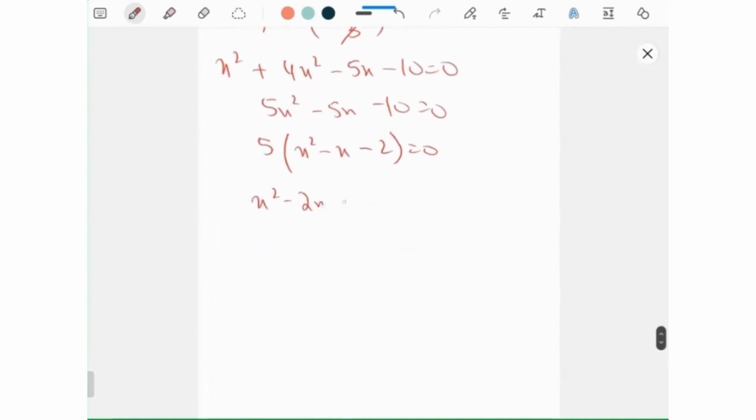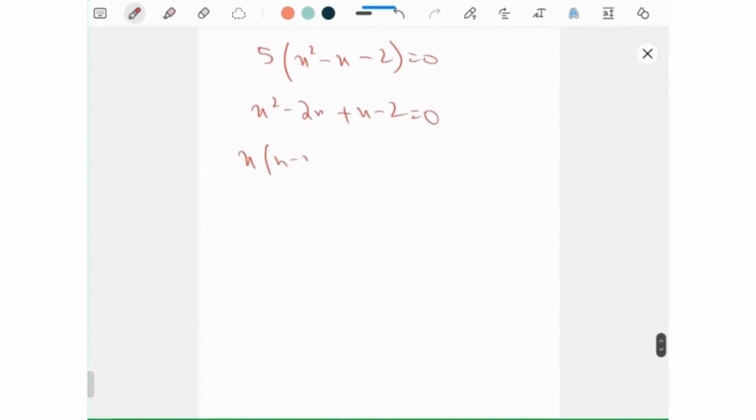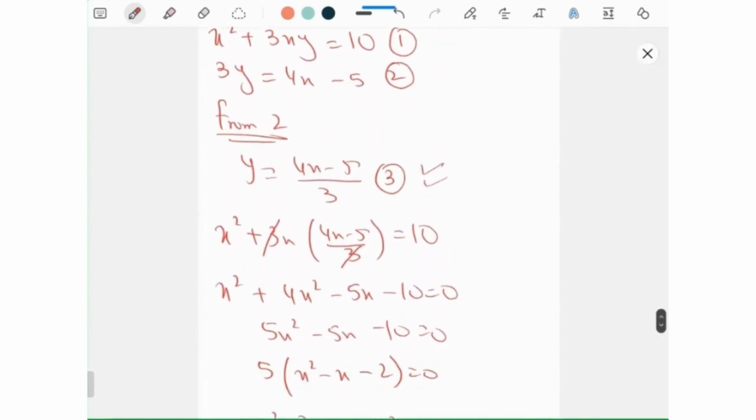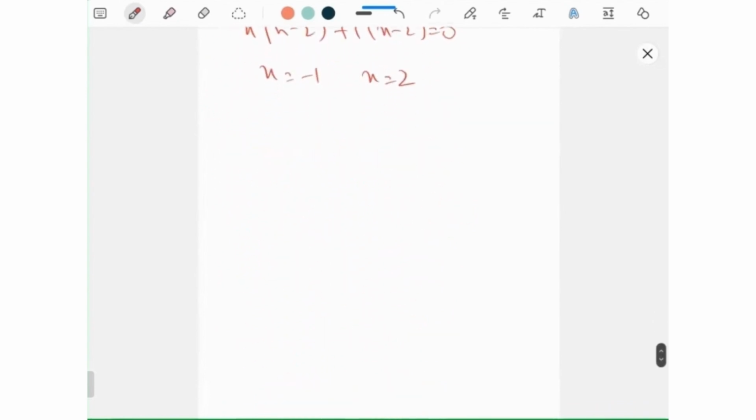x square minus 2x plus x minus 2 is 0. x minus 2 plus 1 x minus 2 is 0, x is minus 1, x is 2. Are you all with me? Now substitute x in equation 3. y is 4x minus 5 upon 3.